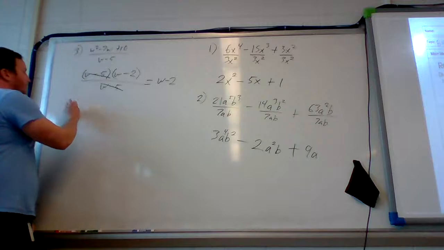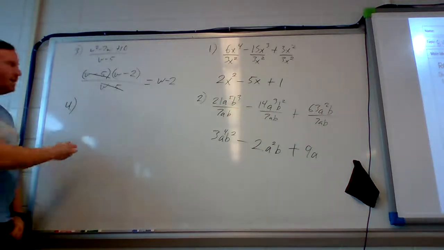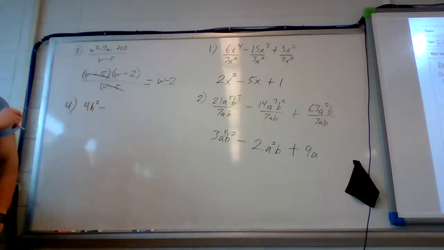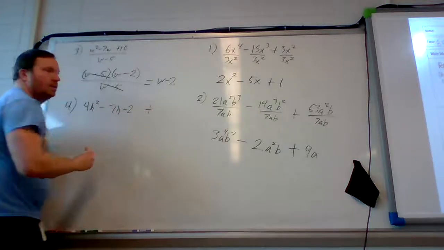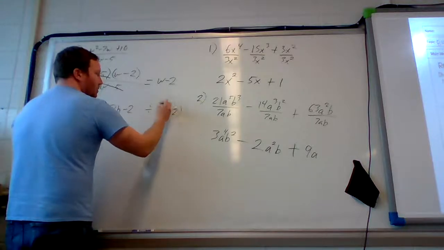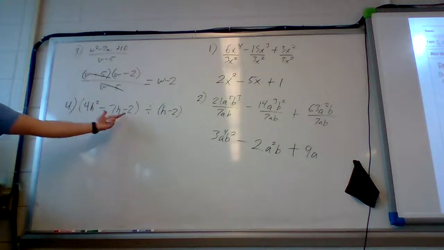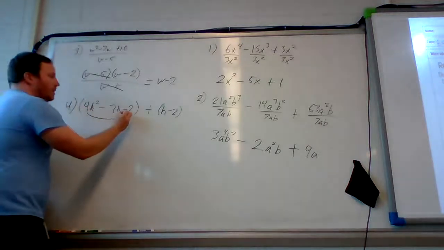Okay. So number 4. Same idea, we got 4h squared minus 7h minus 2 divided by h minus 2. So again, the first thing we want to do is factor this if we can. What method of factoring would we use? Slide and divide, slip and slide, whatever you want to call it.